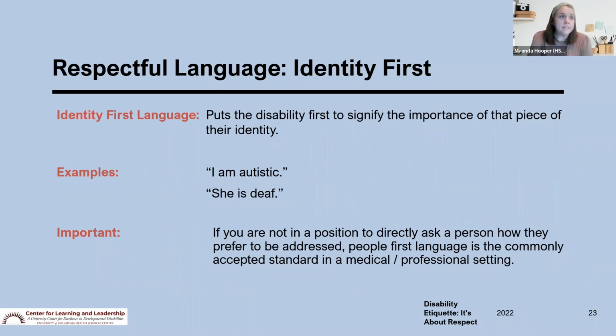And unless somebody identifies as wanting to use identity first, or they say, I'm an autistic self-advocate, and they lead with that identity first language, then the respectful thing to do is to follow their lead and use identity first language.